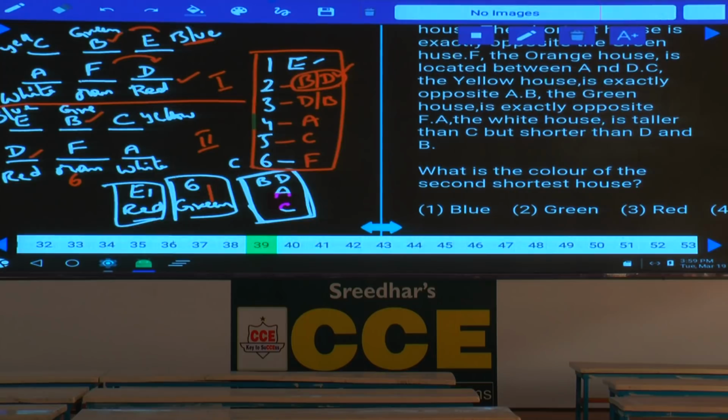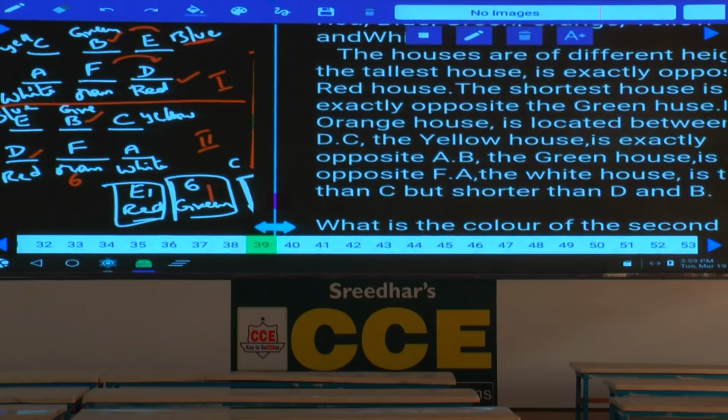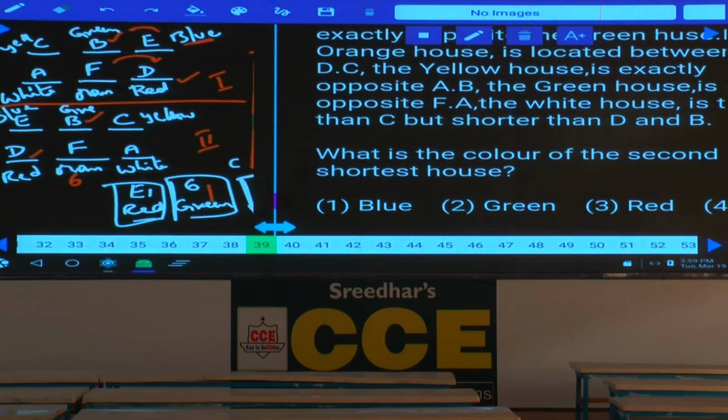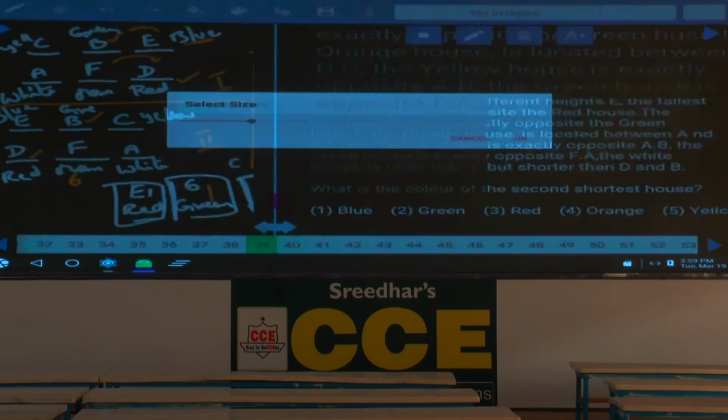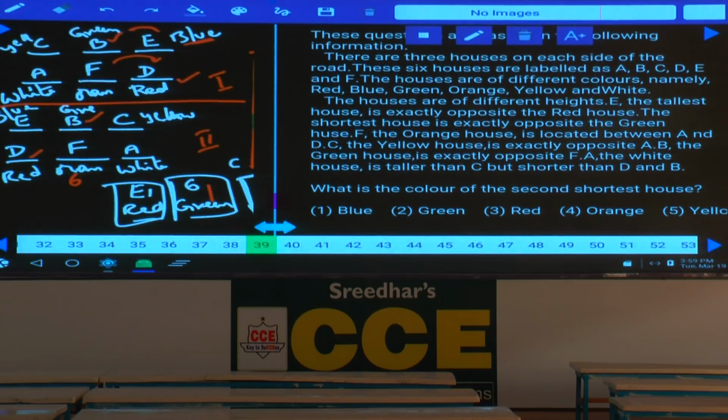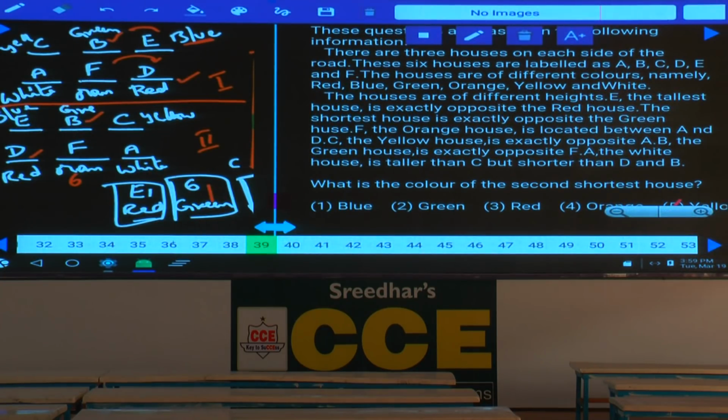Then question number 39, what is the color of the second shortest house? Second shortest house is C, and C's color is yellow. Yellow, that is given in which choice? Yellow, choice 5 is the answer. The next one, question number 40.